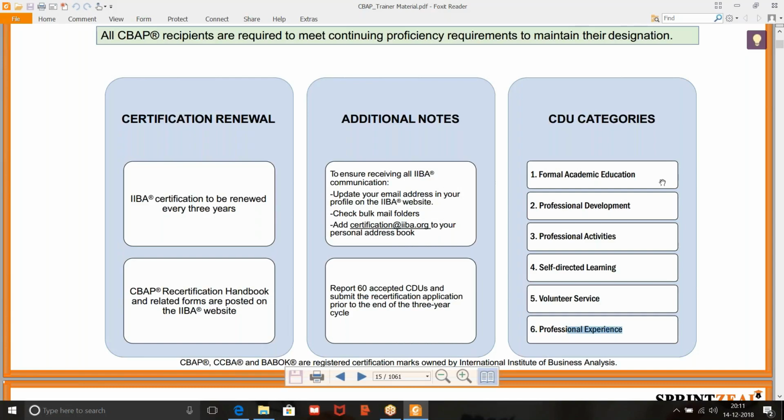The recommendation is to get at least 80 PDUs before you submit, because they may find that 5 or 10 PDUs are not relevant. So even if they deduct, you at least land up at the minimum, which is 60. So that's how it is.